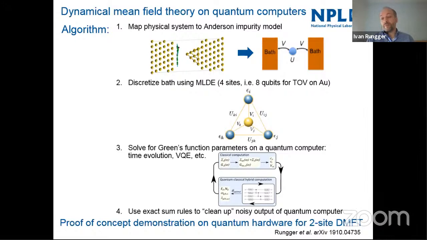Actually, in fact, it is exponentially many. So the number of peaks in this bath density of states scales exponentially with the bath sites in MLD. So we don't need many. Because it scales exponentially, even with maybe 5 or 6 sites, we should be able to have a very rich bath. I see. Okay.